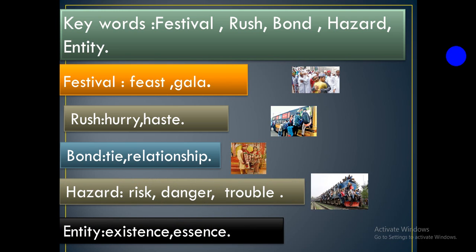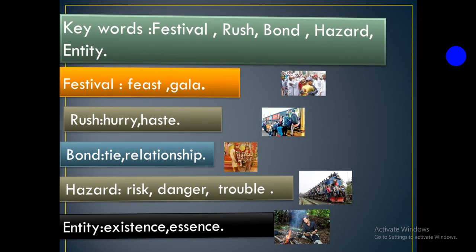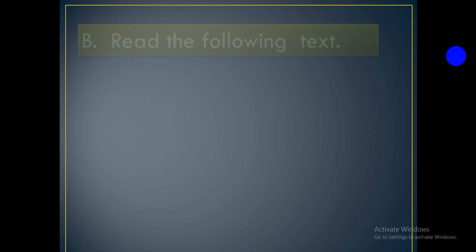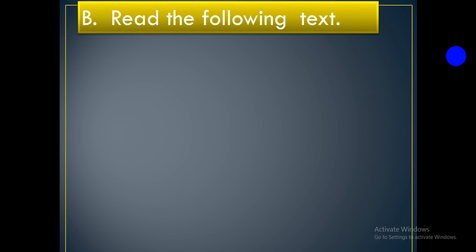Entity, meaning existence, essence. Here you can see the picture of the most well-known person named Bear Grylls. He is making fire to maintain his existence in an adverse situation. Dear learners, I think you have understood the meaning of the keywords. Now let us move to activity B.